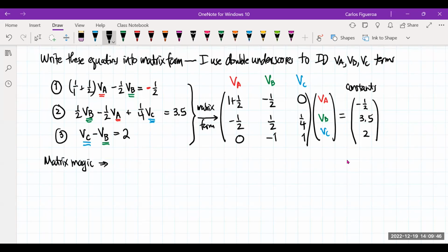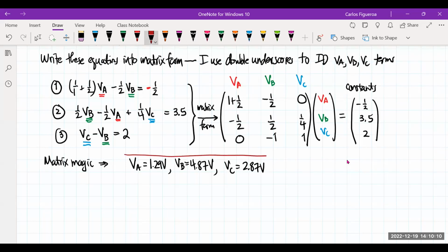And matrix magic tells me that VA is going to be 1.29 volts, VB is going to be 4.87 volts, and finally, VC is going to be 2.87 volts. So now I have my node voltages.